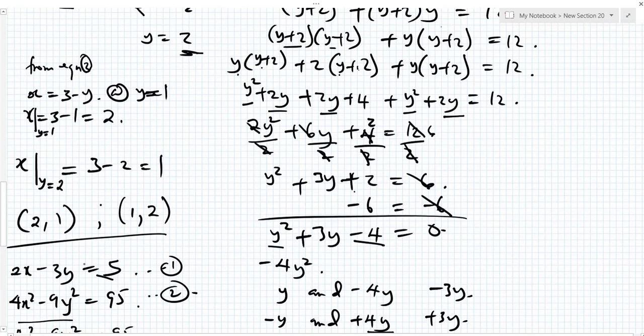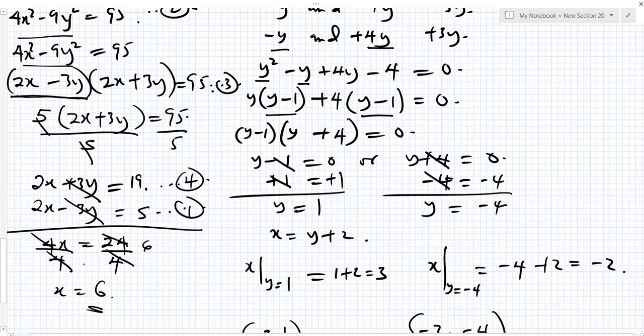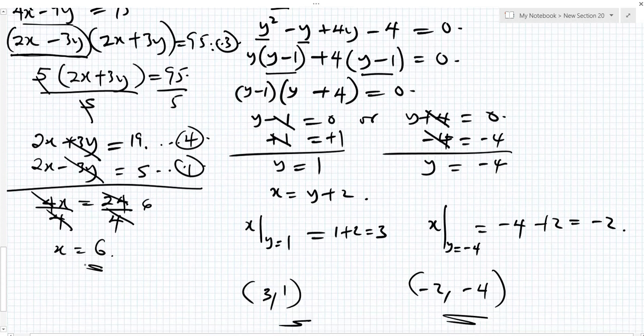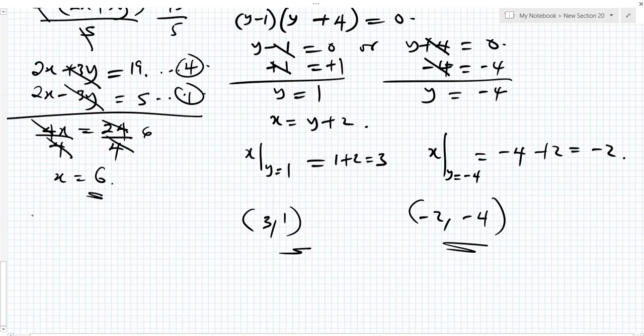Now, if you substitute x equal to 6 into equation 4, we have 2 times 6, because it is 2x, so x is 6. Anywhere you see x, you replace it with 6, you substitute 6 for it. So you have plus 3y equal to 19. This times this will give you 12 plus 2y plus 3 plus 3y equal to 19.